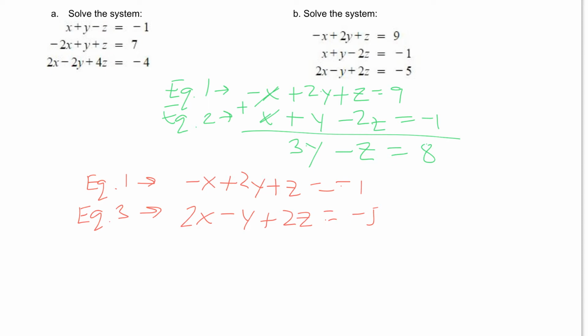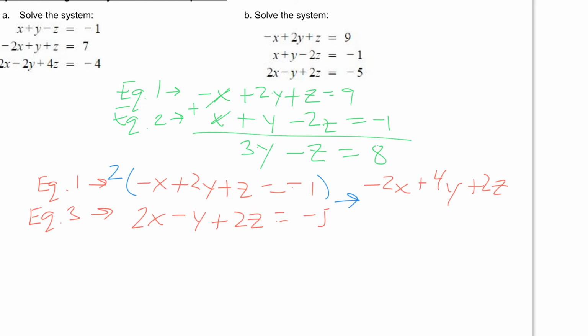In order to solve this one, I have to get my x's to be the same coefficient. So I can multiply this top equation here by 2. And if I do that, I end up with negative 2x plus 4y plus 2z, and that's going to be equal to... oh, this should be 9. There we go. So that should be equal to 18. Now, I'm going to leave the bottom equation the same, so 2x minus y plus 2z is equal to negative 5.